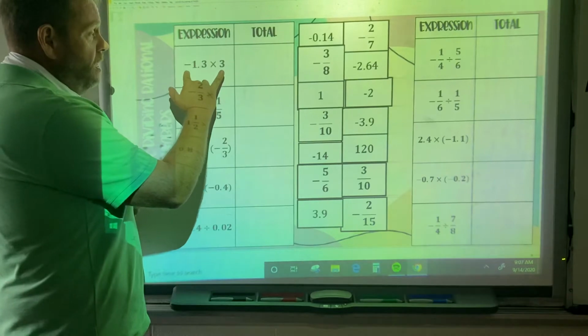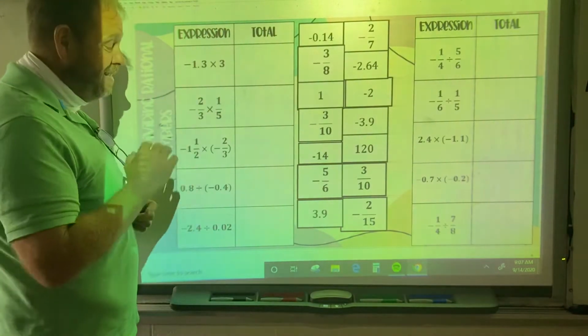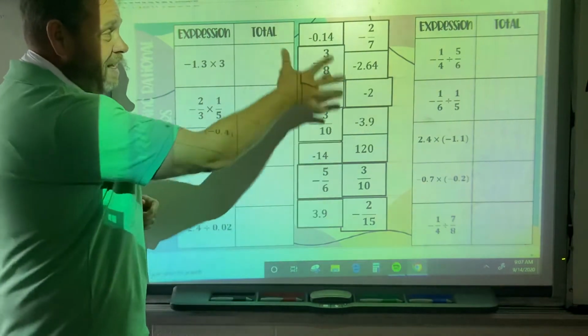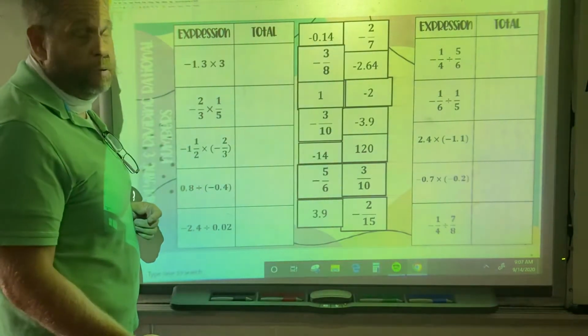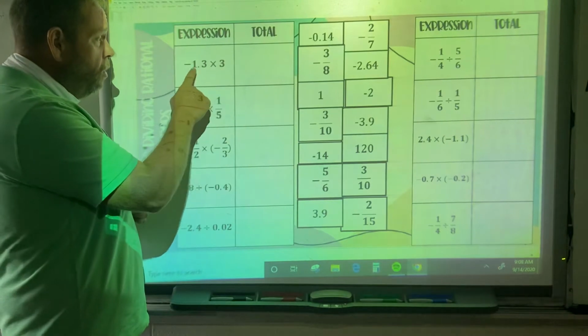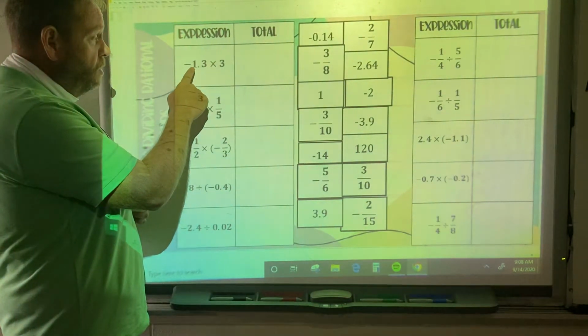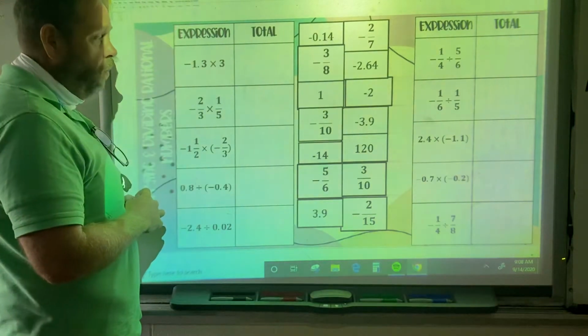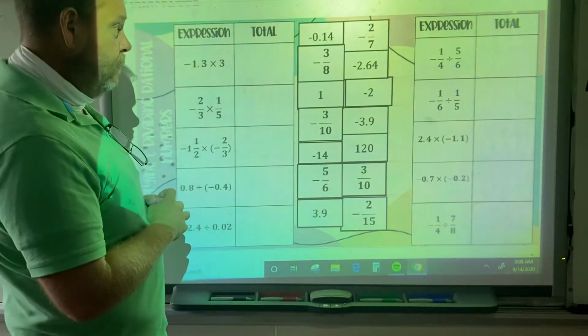My signs are not alike. If my signs are not alike, I know it's going to be a negative. So right away, anything over here that's not a negative is already a dumb choice. 3 times 1 is 3. So it's going to be 3 point, and 3 times that 3 is 9, so it's going to be a negative 3.9.